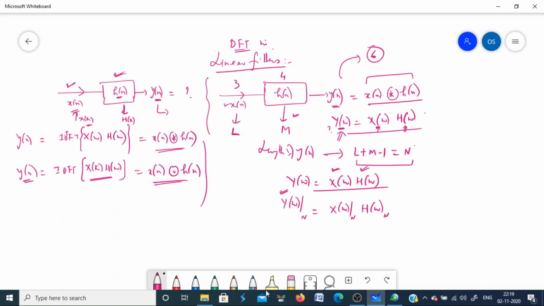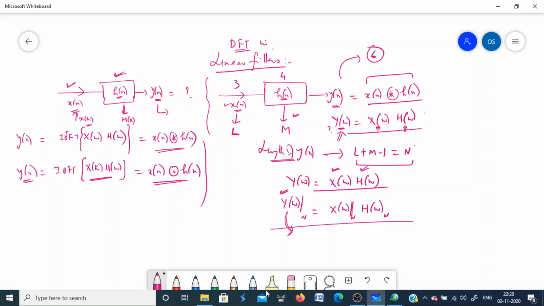Okay, it means if I take the N point DFT of X, that is Xk, and the N point DFT of H, that is Hk, I multiply them together and I find the inverse DFT. In that case, my output will have a length equal to the length of the linear convolution. Okay, this is how you can use the circular convolution for computing the linear convolution.